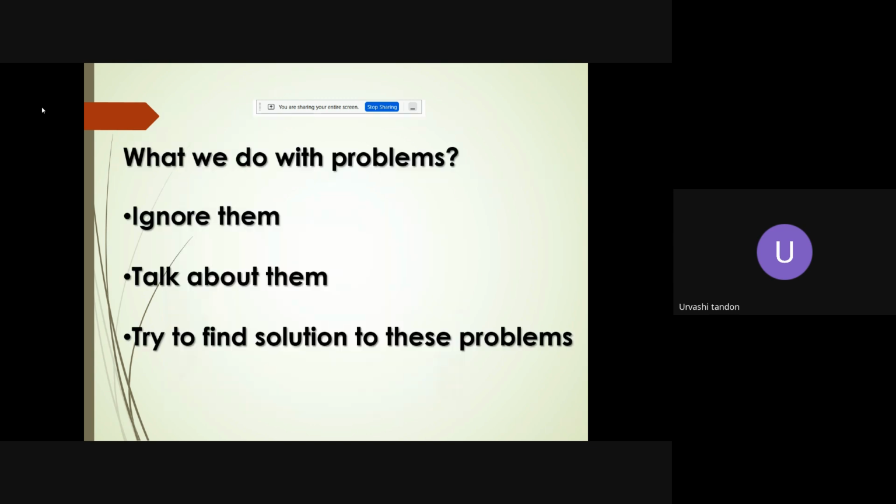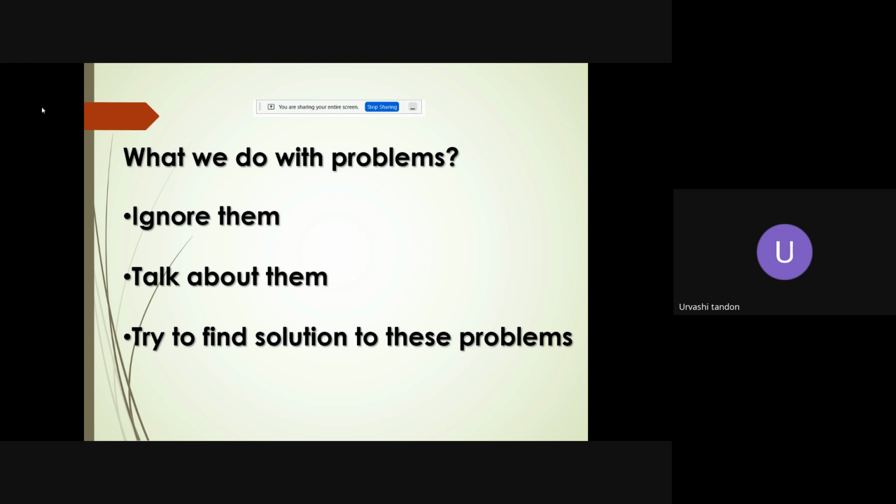So generally, what do we do with problems? Most of us must be working somewhere, and there are a lot of problems in our day-to-day life. At times we ignore them, fine, it's going on, let it be, let someone else take the lead and he will solve it on our behalf. So we keep quiet and we ignore the problems and we keep moving, right?